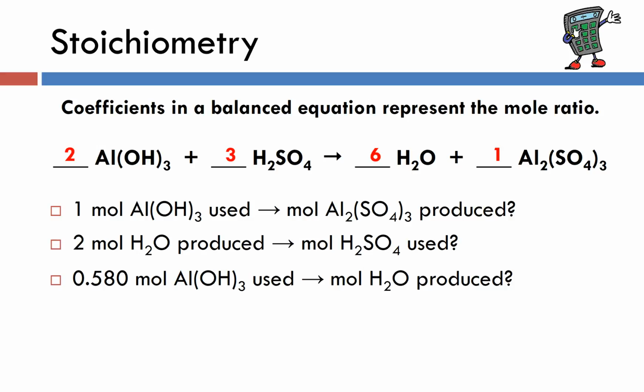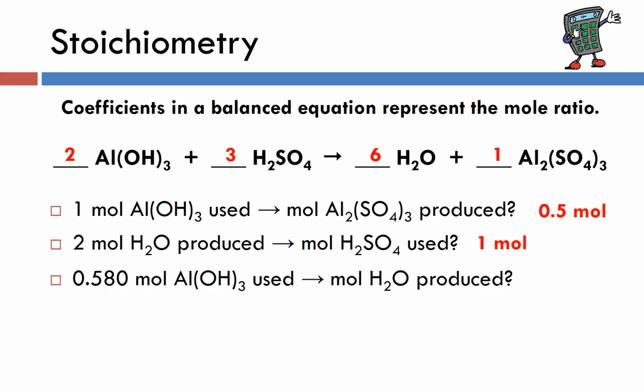To go from 2 moles of aluminum hydroxide to 1 mole, I must have divided by 2. So I'm going to cut all of the coefficients in half and end up with half a mole of aluminum sulfate produced. If I know that I made 2 moles of water, the balanced equation shows that I've got 6 moles of water, divide by 3. I take all the coefficients for everything in the equation, divide by 3 to give you 1 mole of sulfuric acid used.